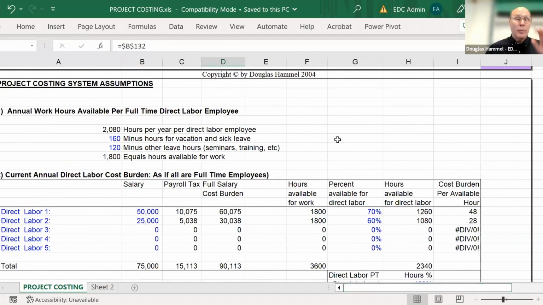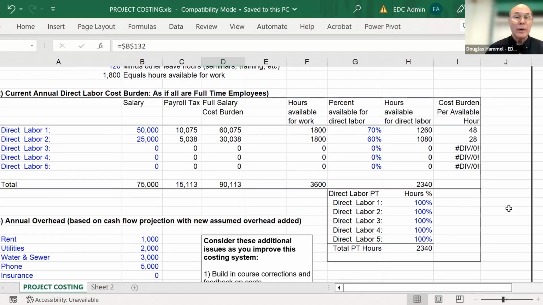So when we look at this spreadsheet, the first thing we have to do is look at the available labor hours, or direct labor hours for full-time employees. And you always do this calculation based on full-time, and then you can say, well, we only have half those hours for a half-time person. But to get the calculation right, you really do have to do this in the right sequence.